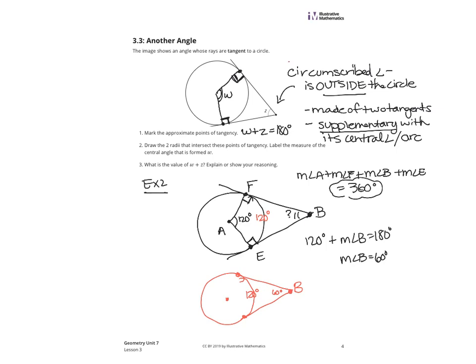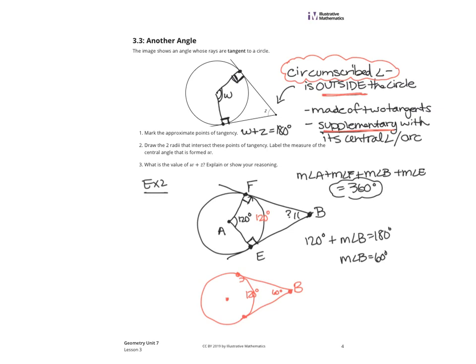On this page, the big takeaway was that circumscribed angles are made up of two tangents outside the circle, and that they are supplementary to the central arc. The central angle or the arc.